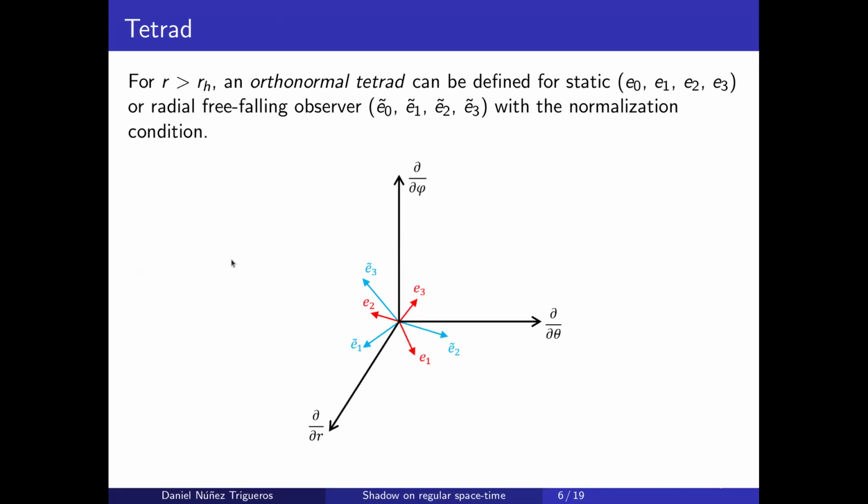As I said, we're going to use tetrads to define the observers. One is going to be the static case, and we're going to use E with subindex 0 to 3. And for the free fall observer, we're going to use E prime. But we're going to define two different cases, the static and free fall.